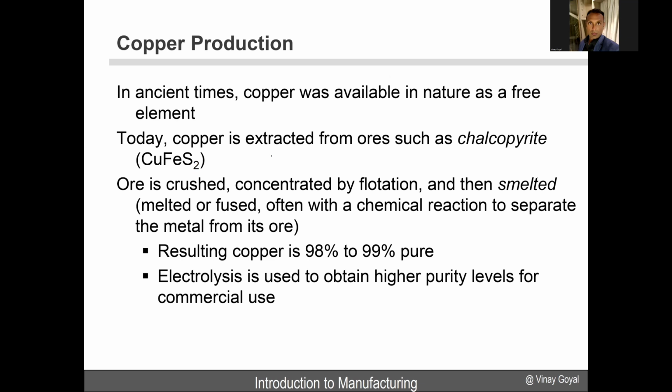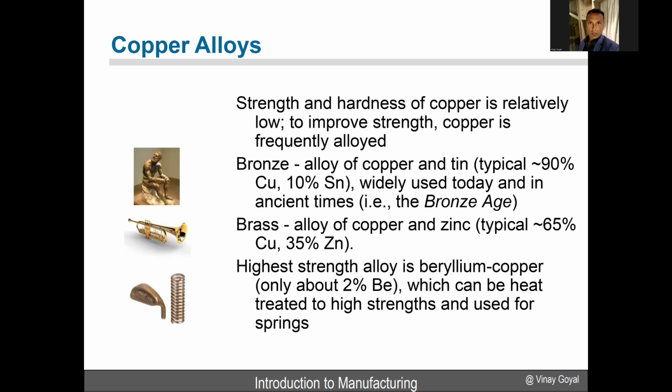That results in a copper that's about 98 to 99% pure. You can use electrolysis to get a higher purity level, and that's usually done for commercial use. So copper alloys' strength and hardness is relatively low. That's the problem with them. To improve their strength, copper is typically alloyed as well.